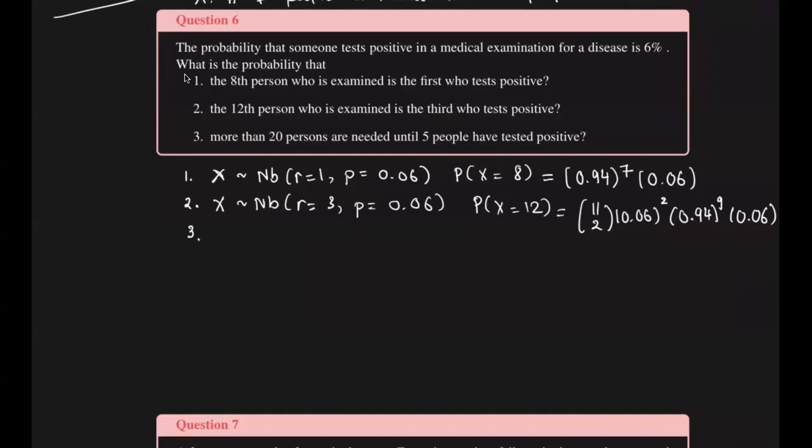The last one, we want the probability that 20 persons are needed until 5 people have tested positive. So for this one, X would follow a negative binomial until we have 5 people tested positive. So R equals 5. And the probability of testing positive for each person stays the same.